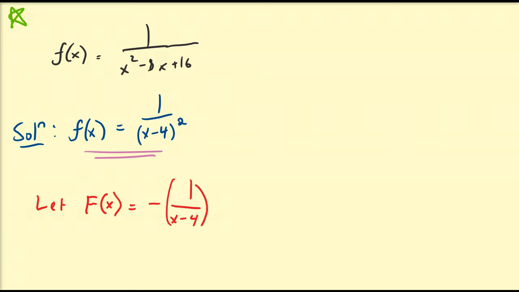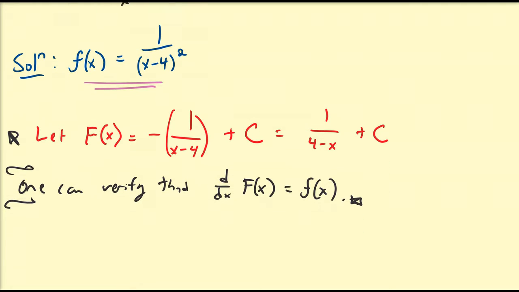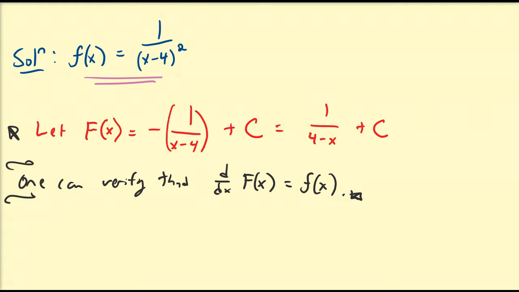So we can rewrite this as plus c, of course, which is the same thing as 1 over 4 minus x plus c. So what is so special about this function? One can verify that the derivative of capital F of x is equal to little f of x. I'll leave this as an exercise for those that are interested. What I'm going to do is find the power series for this function, and then relate it to the power series of the original.